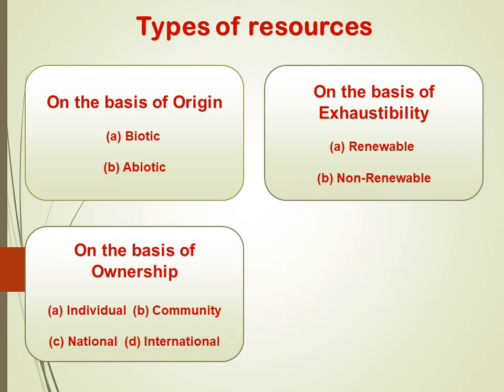One is individual, which are owned by only individuals. Community-owned resources, for example parks, community halls, burial grounds, come under community-owned resources. National resources: railways, waterways, airways, and technically everything belongs to the country. Such are called national resources. International resources: some of the resources belong to international organizations like UNO. For example, the huge ocean waters belong to international resources.